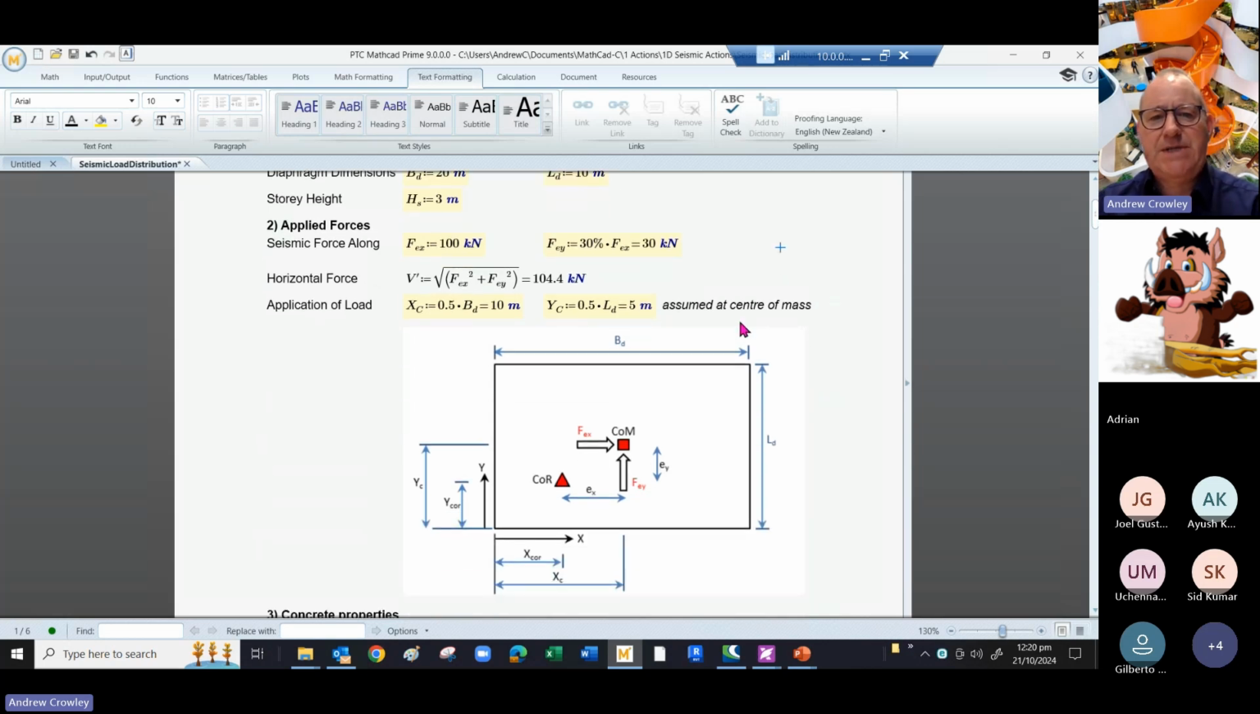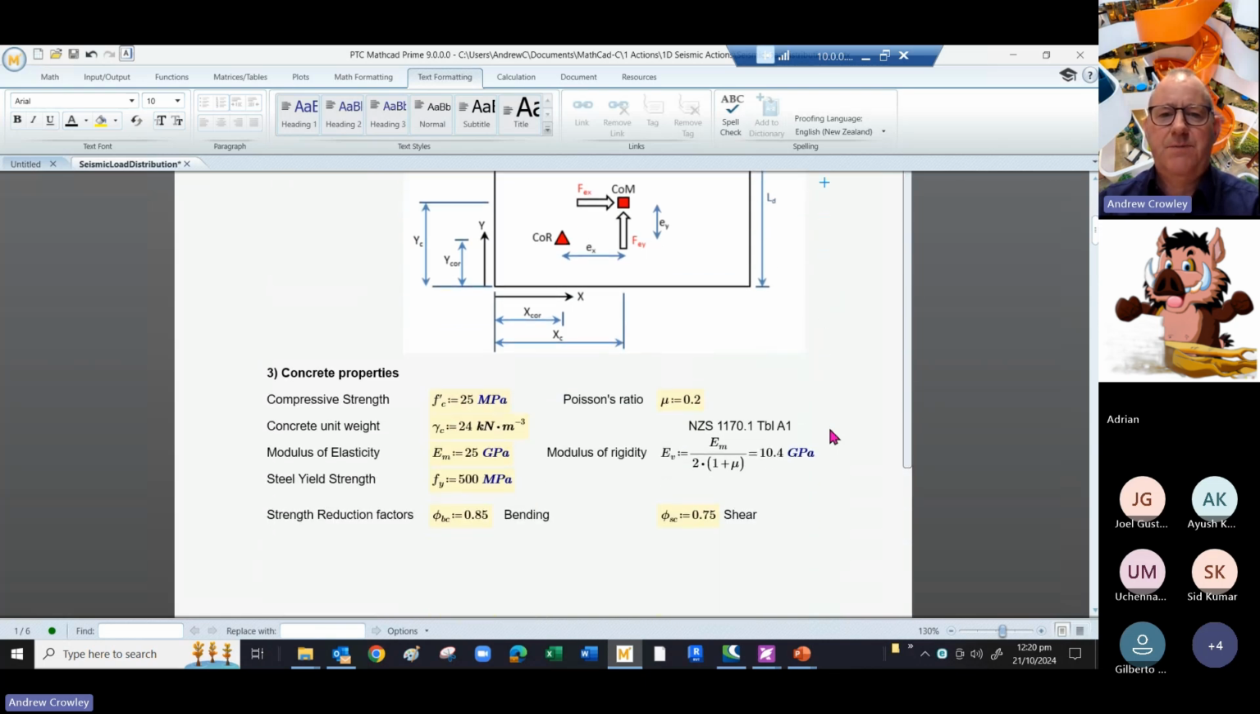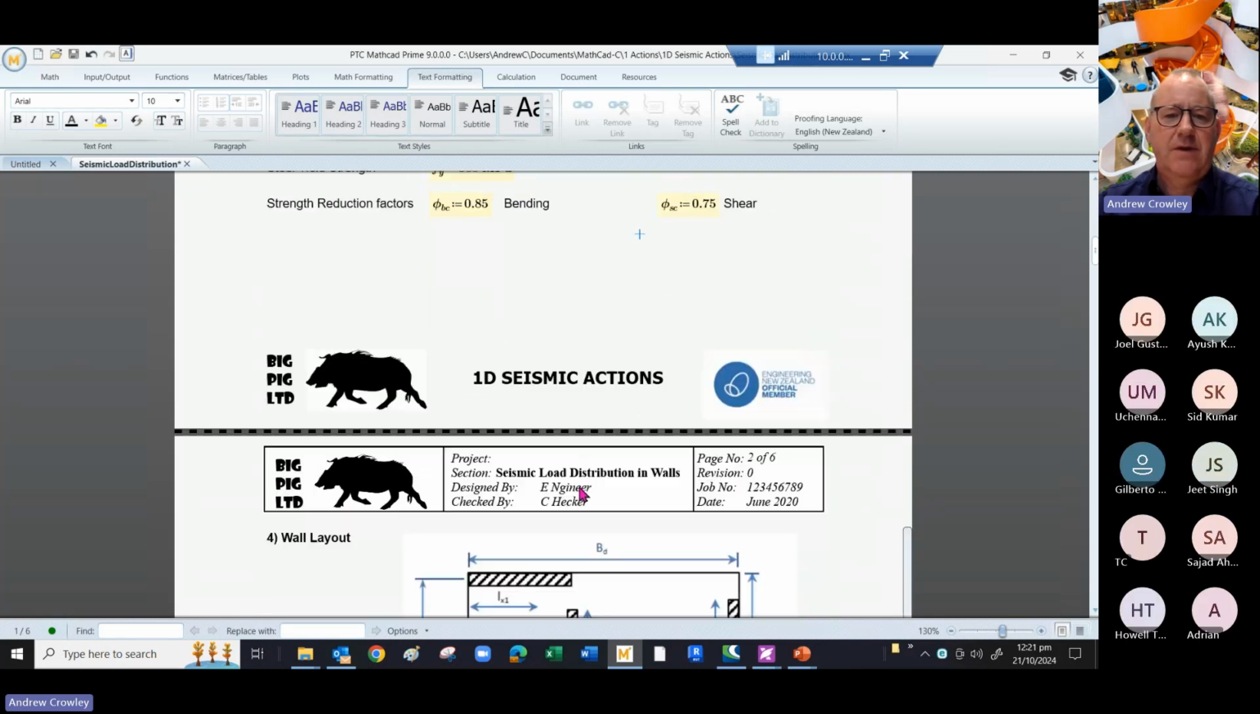We'll assume for simplicity that the application of the load is in the center of the floor, which is assumed to be where the center of the mass is. We put in some properties for the concrete grade, and the modulus of elasticity is 25 GPa, and the modulus of rigidity as 10.4 GPa, which we're now deriving from the modulus of elasticity. We put in our strength reduction factors as required, and then we move on.